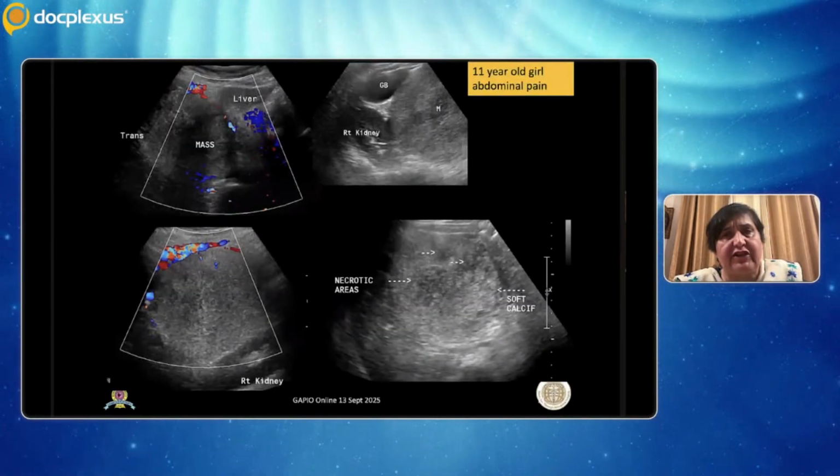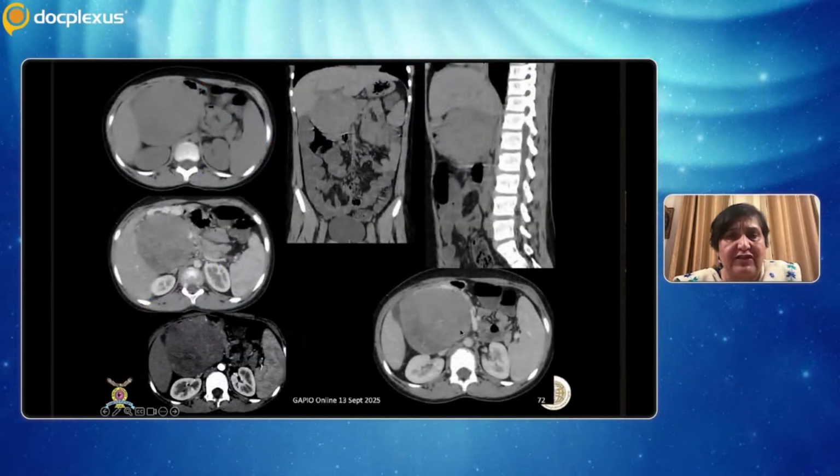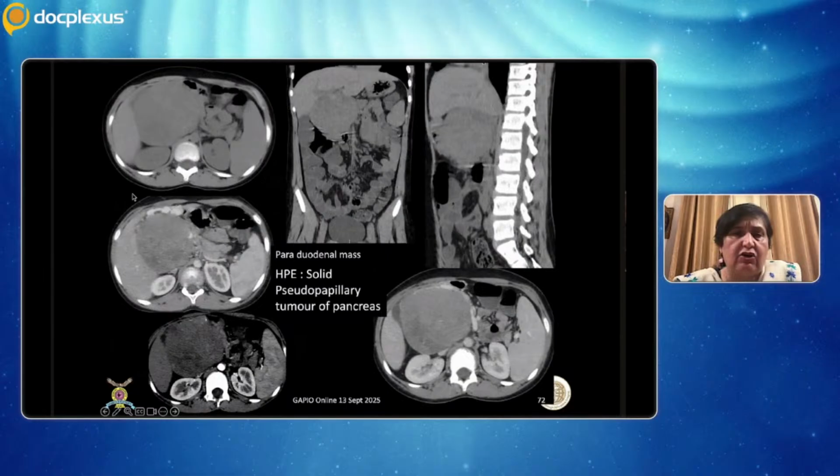This was an 11-year-old girl with abdominal pain, large mass in the region of the pancreatic head with some necrotic areas within it. These are CT images of the same patient. You can see it's a large solid tumor here, and this turned out to be a solid pseudopapillary tumor of the pancreas.